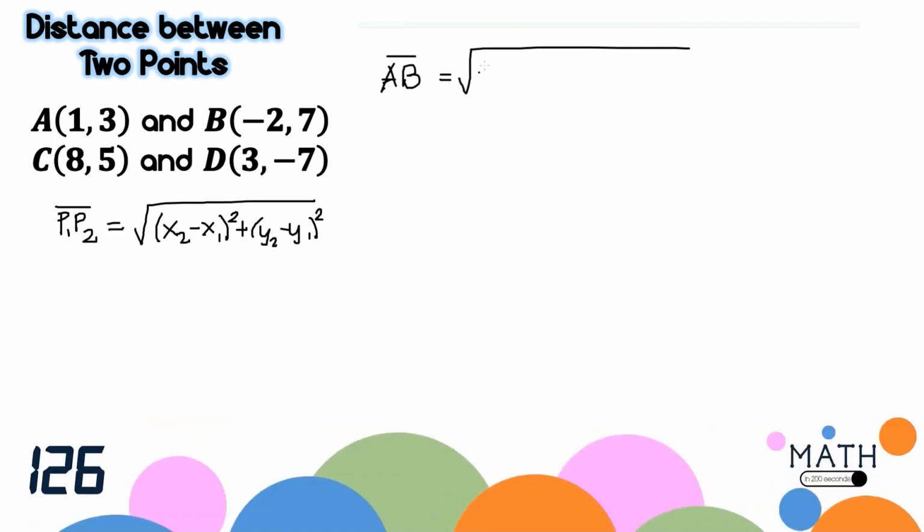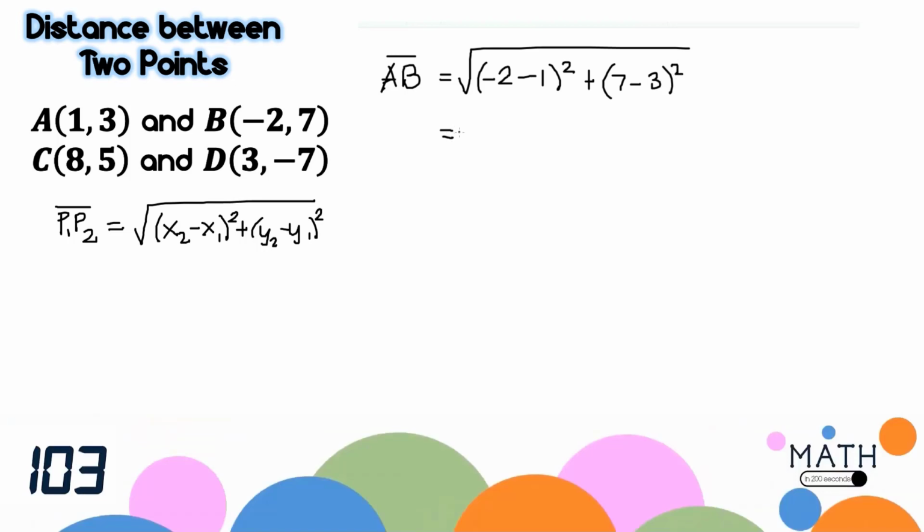Okay, so your x sub 2 is the x coordinate of B, which is negative 2, and then you have minus x sub 1, which is the x coordinate of A, 1. You take the square of it, plus, and then you have the other one, 7, that's y sub 2, and then you have minus 3, and then you square it.